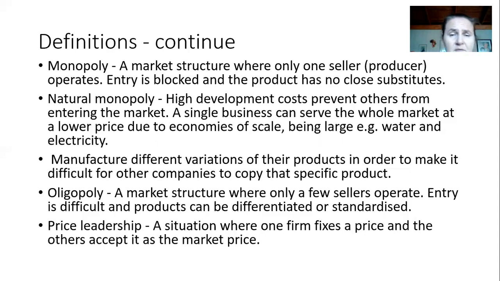An oligopoly is a market structure where there are a few sellers that operate within the market. Entry is relatively difficult. Once again, it's often the quantity of money that's involved, and the product tends to be differentiated or standardized. So it depends on the nature of the product which one it would be. Price leadership is a form of collusion that is legal, and it's when one organization fixes or changes the price or changes the quantity that they are producing, and the others follow in the market. Right, and that's that.